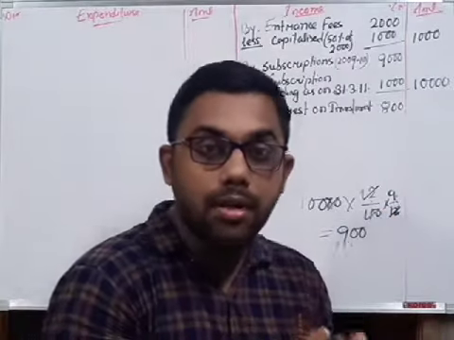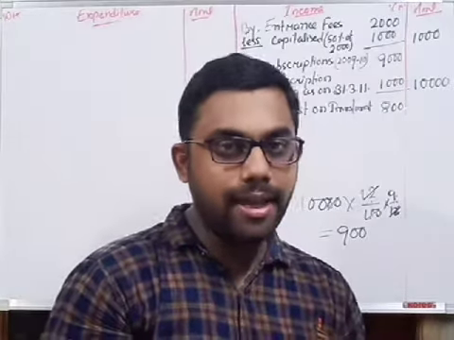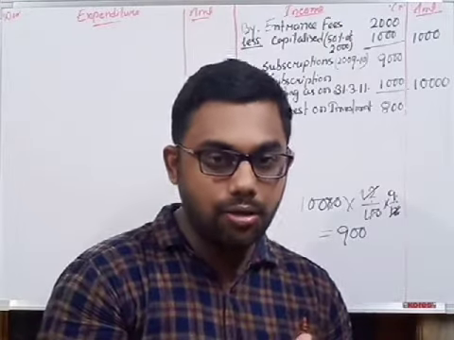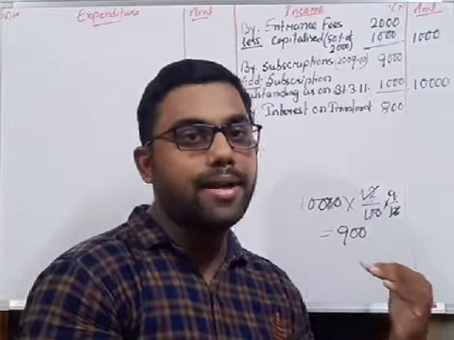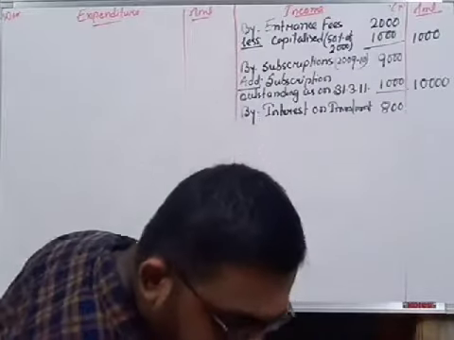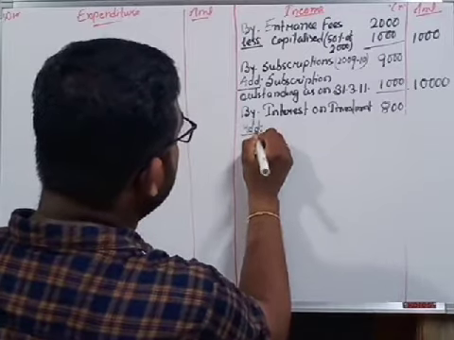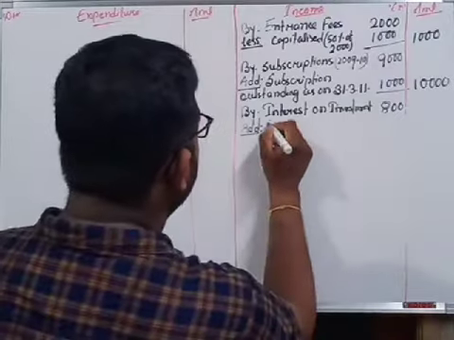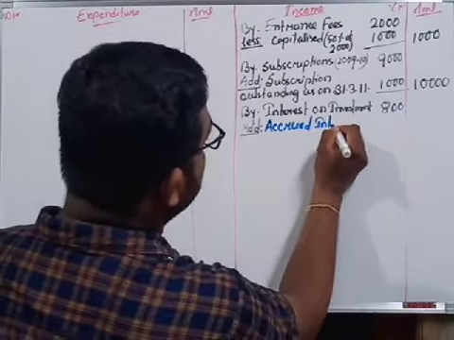The interest that should be received by the non-trading organization is 900, but they have received interest of only 800. That means 100 is outstanding. So this outstanding interest is the income for the current accounting year. So what should we do? We have to add this item. Interest on investment 800, add accrued interest. Accrued or outstanding is the same.